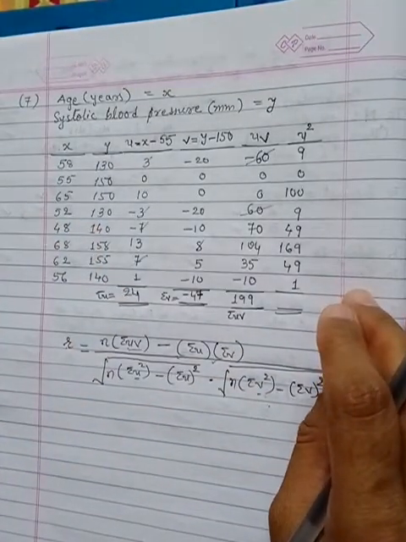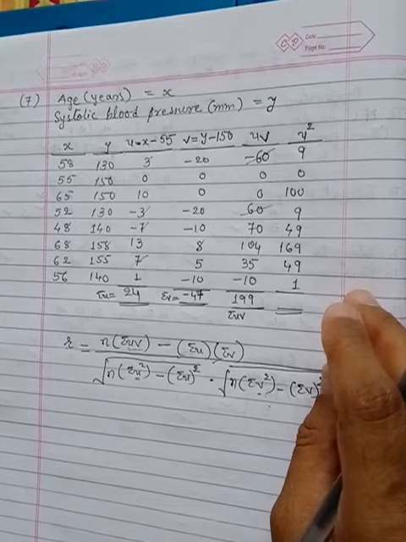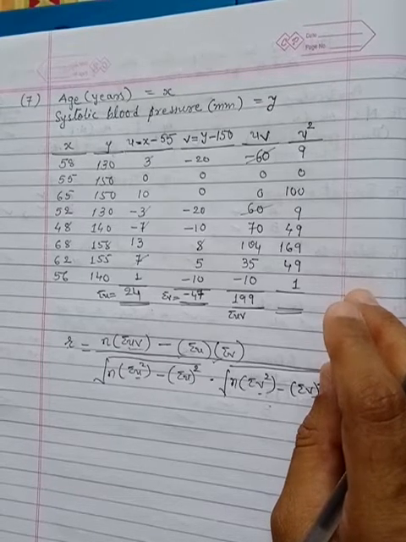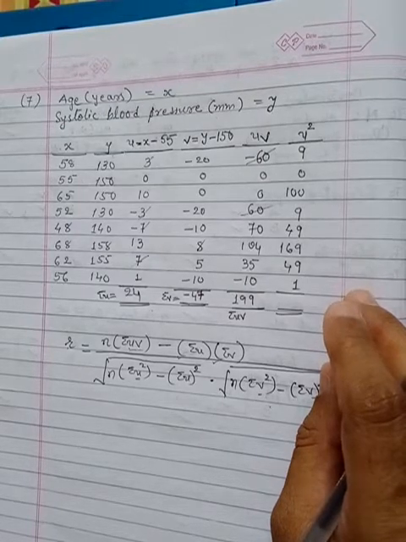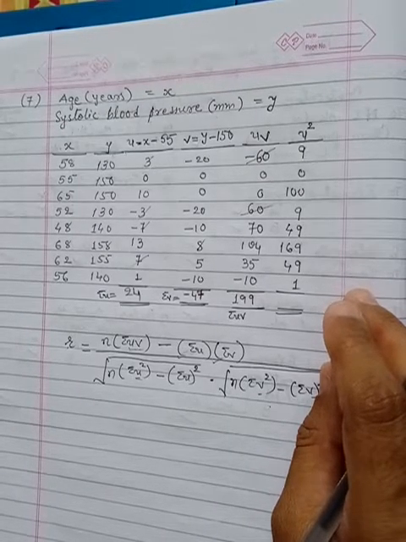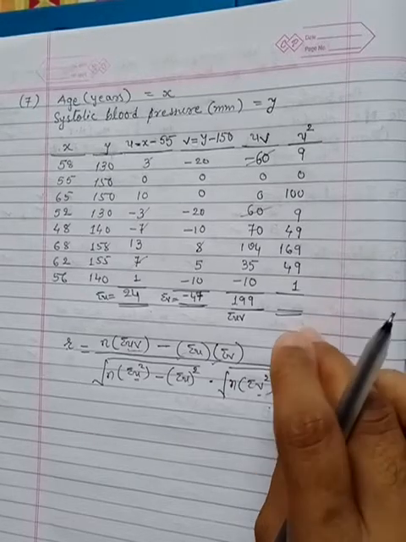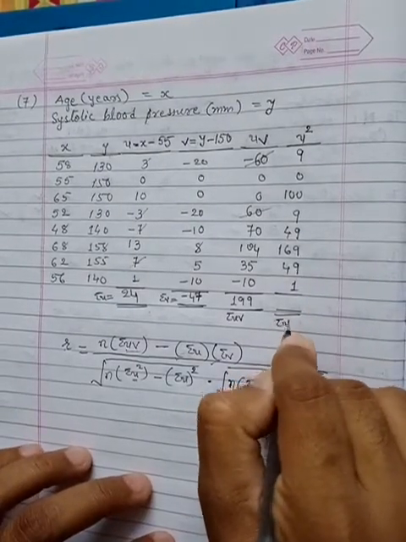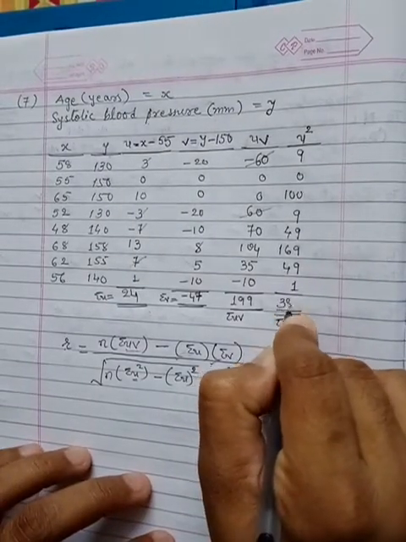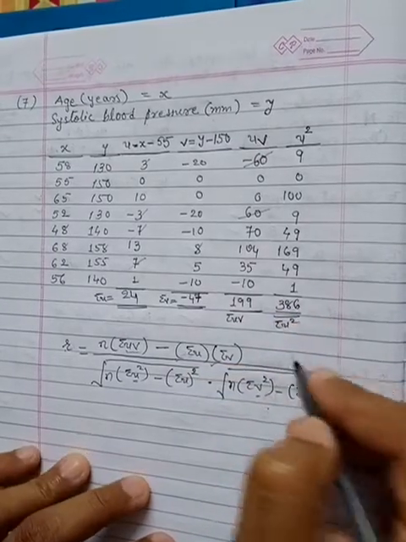So 9 plus 100 plus 9 plus 49 plus 169 plus 49 plus 1. That comes to sum of u square, which is 386.